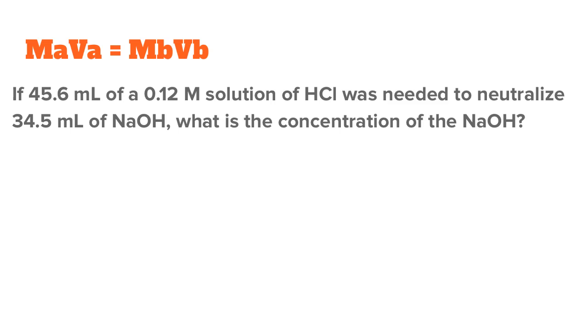So here's our titration equation. Molarity of acid times volume of acid equals molarity of base times volume of base. So big M is molarity, V is volume, A stands for acid, and B stands for base.